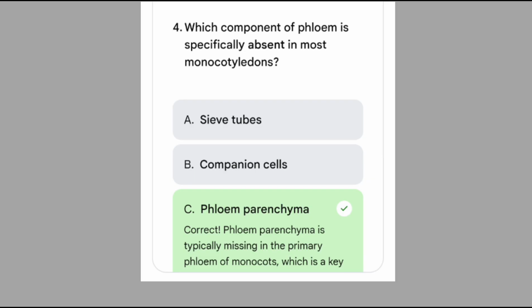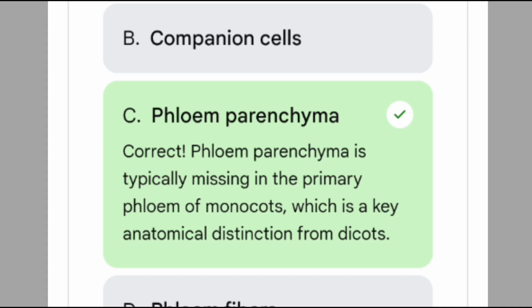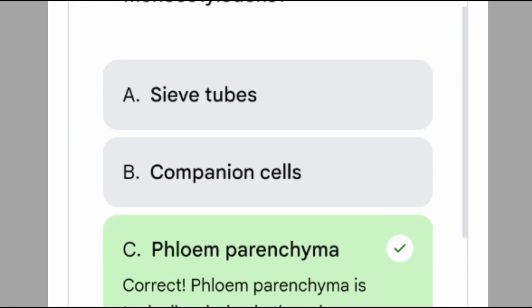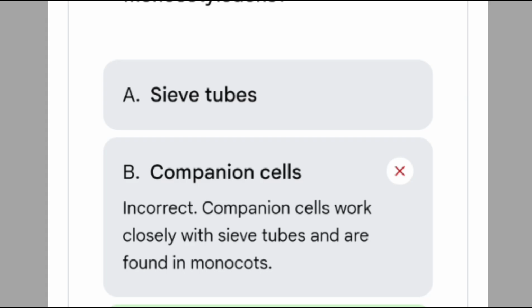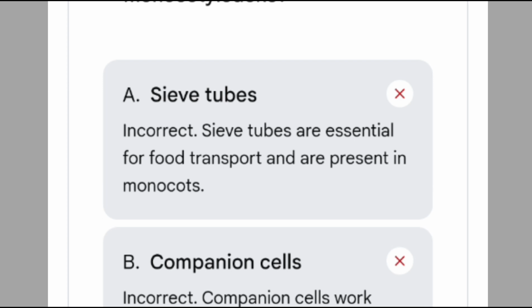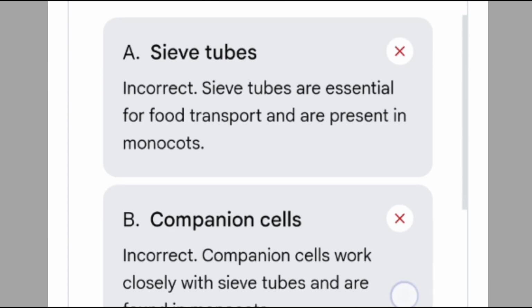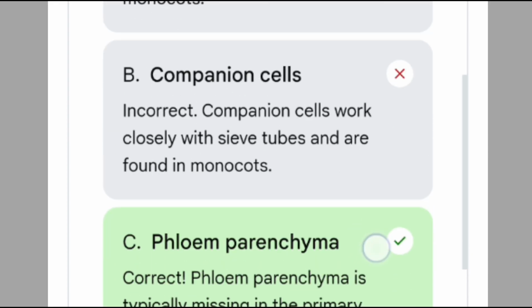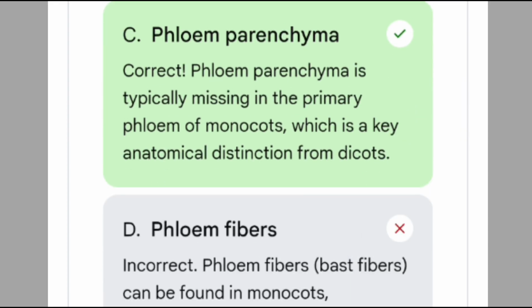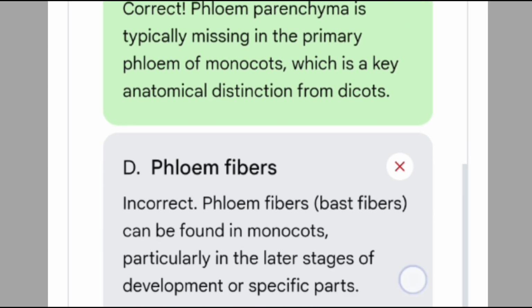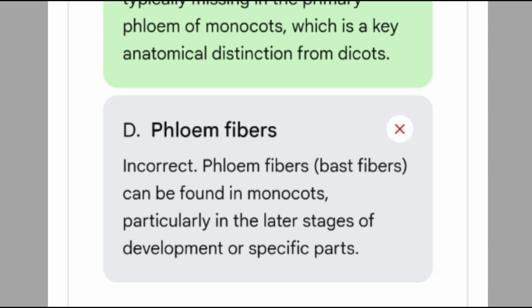Which component of phloem is specifically absent in most monocotyledons? So here phloem parenchyma is typically missing in primary phloem of monocots, which is a key anatomical distinction from the dicots. Whereas companion cells and sieve tubes are incorrect answers because companion cells work closely with the sieve tube and are found in monocots, and sieve tubes are essential for food transport and present in the monocots. Phloem fibers are also found in monocots, because these phloem fibers are bast fibers, they can be found in monocots, particularly in the later stage of development of specific parts.